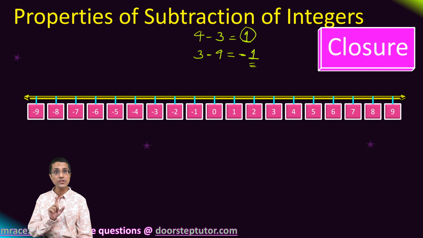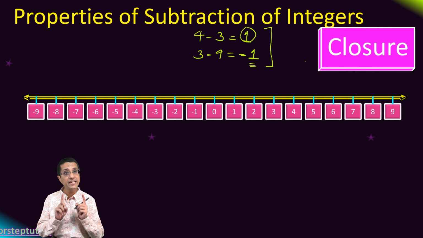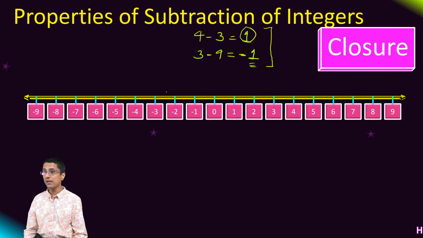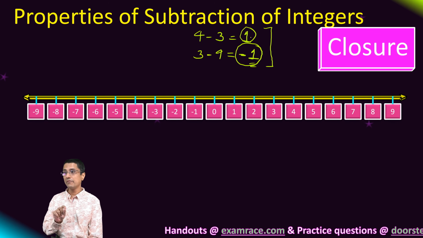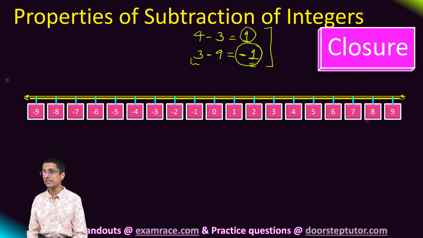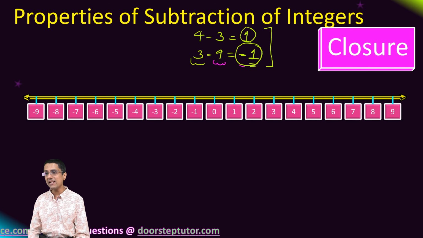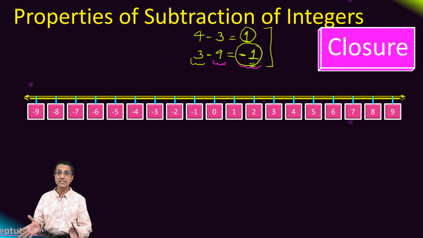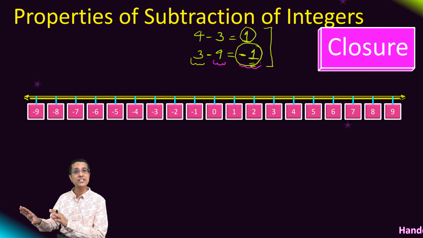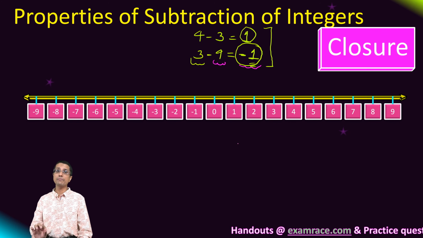So in the case of subtraction of whole numbers, it was not closed, but in the case of subtraction of integers, it is closed. Why is that? Because this minus 1, although it was not a whole number, is still an integer, which means that if I take any two integers and do the operation of subtraction on them, my final answer would necessarily 100% be an integer. Since my final answer is always an integer, we say that subtraction is closed with respect to integers.